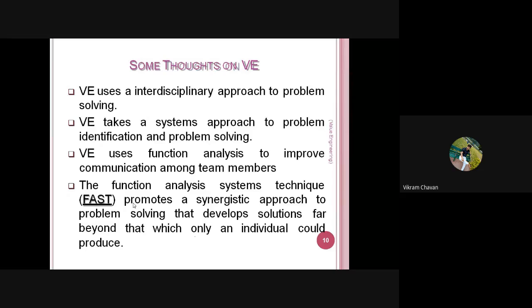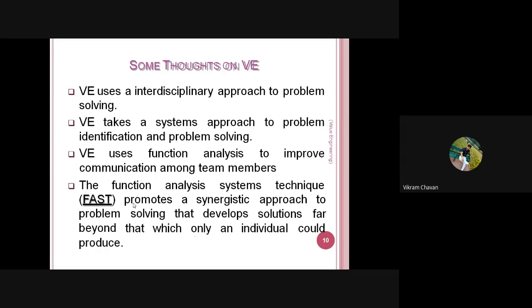In mechanical engineering, how can one say interdisciplinary approach? One person works from the design department, one from the purchase department, one from the maintenance department, one from the quality department, one from the production department. So different segments are there. The value engineering team will be formed by taking people from different segments, and the team will work as an interdisciplinary team. One person from the sales department. Okay, so sales is also important.